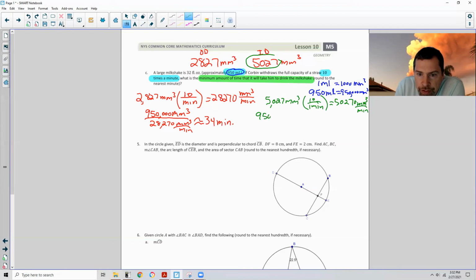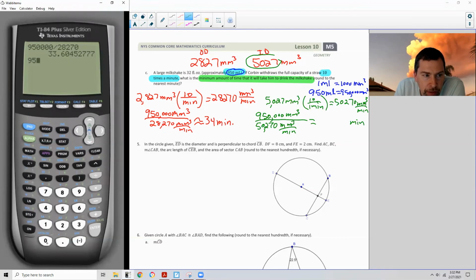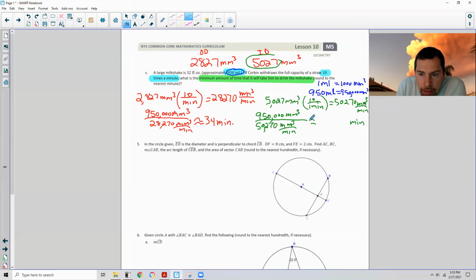We take the 950,000 cubic millimeters divided by 50,270 cubic millimeters per minute. And that's going to cancel the millimeters. We're just going to get minutes over here. And if I take that same 950,000 divided by 50,270, then I get 18.89, and they said round to the nearest minute. So I'd say that would be approximately 19 minutes.